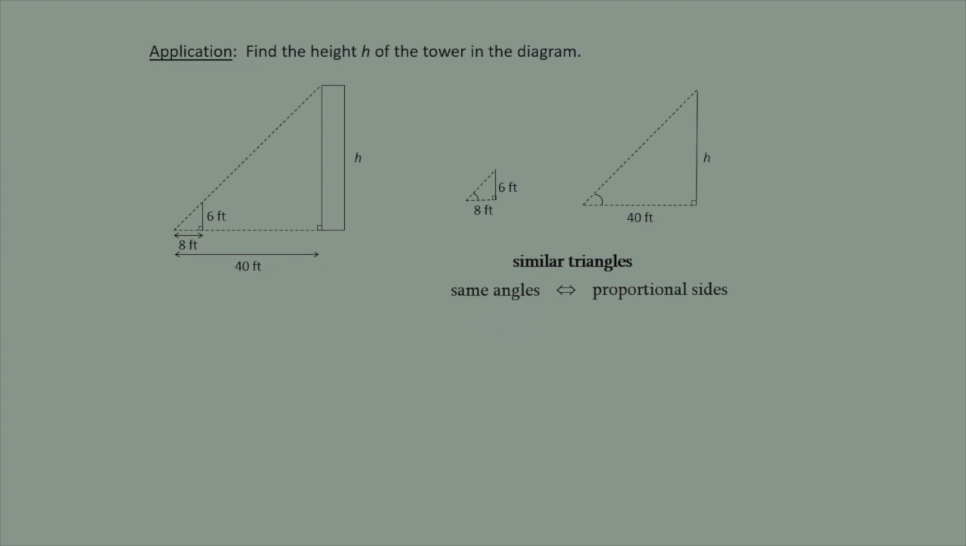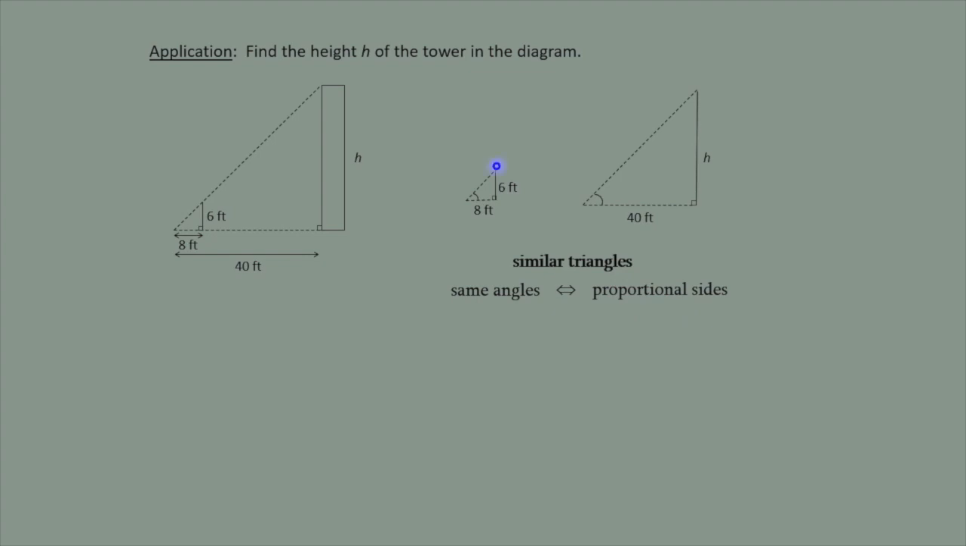We know these two triangles have the same angles because we can see in the diagram they both have a right angle and they both have the same base angle. And since the angles in a triangle add up to 180 degrees, subtracting these two angles from 180 will give us the same third angle in both triangles. So these are similar triangles and they will have proportional sides.